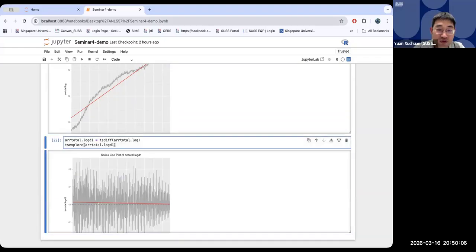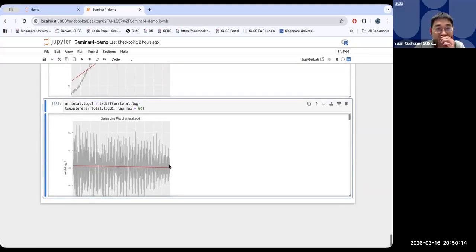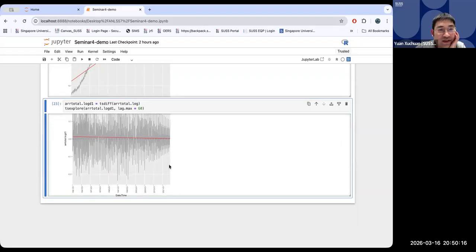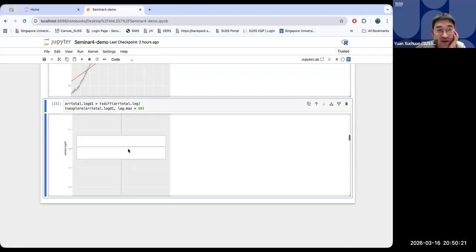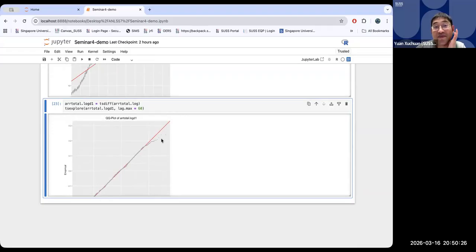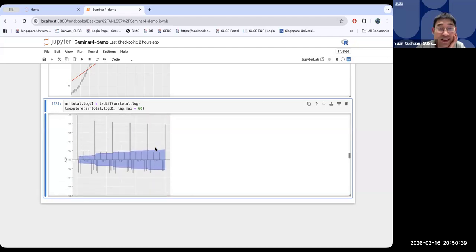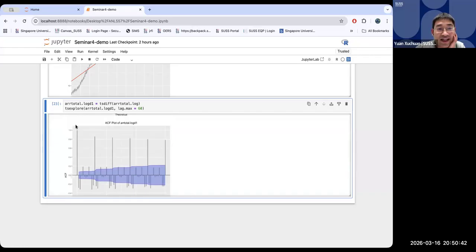Okay, maybe we can choose lag max to 60. Here you can see this is a diff series, the first order difference of the log series. And look at the QQ plot. Still, if you look at the beginning and the end period, a few data points do not lie along this 45-degree line, but it seems better, right? Seems better. And still here you can see the ACF.